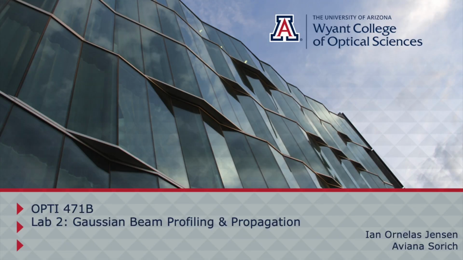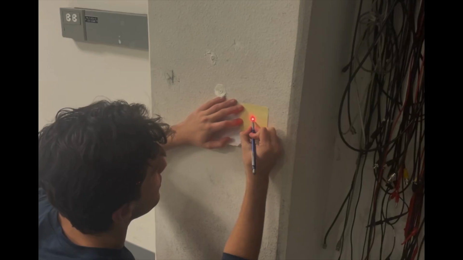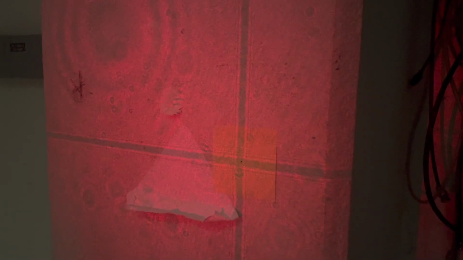This is Lab 2: Gaussian Beam Profiling and Propagation. We started by aligning the laser and microscope to our optical rail, just as we did in Lab 1. We observed the beam and microscope reticle on a distant observation screen and centered both on a point that marked initial beam position. We selected a 4x objective for the microscope to allow for sufficient working distance in Part B.